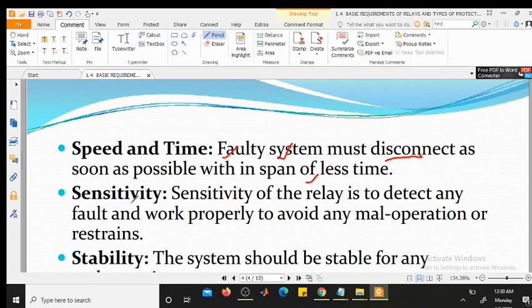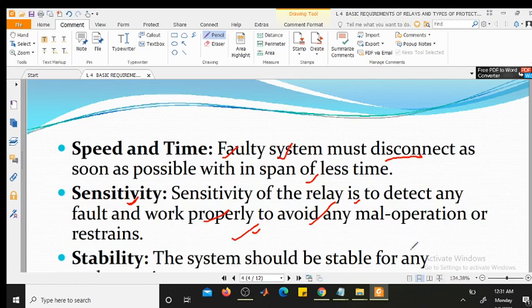This is sensitivity. Sensitivity is the ability to detect any fault and work properly to avoid maloperation. It means the relay should be able to sense each and every fault. Suppose there is a fault and the relay does not sense it, then there is no sensitivity for that relay. So it should be sensitive enough to detect any maloperation. That is sensitivity.